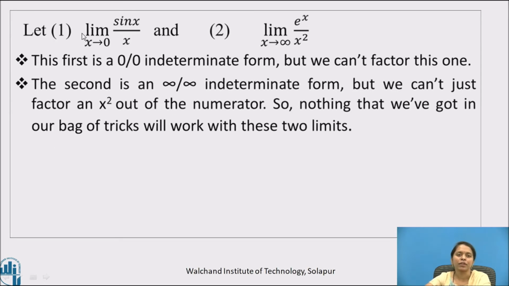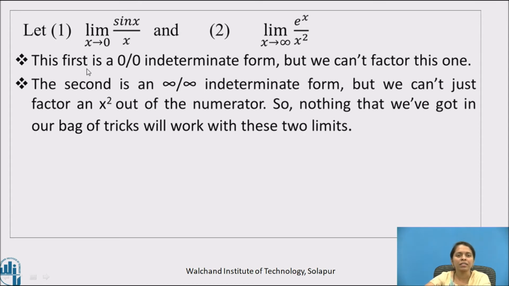The first one, limit x tends to 0 of sin x upon x, and number 2, limit x tends to infinity of e to the power x upon x square. So, if you observe the two limits, the previous tricks cannot be applied in these two examples, that is factorization or taking a few terms to be common. It will not help in this example.